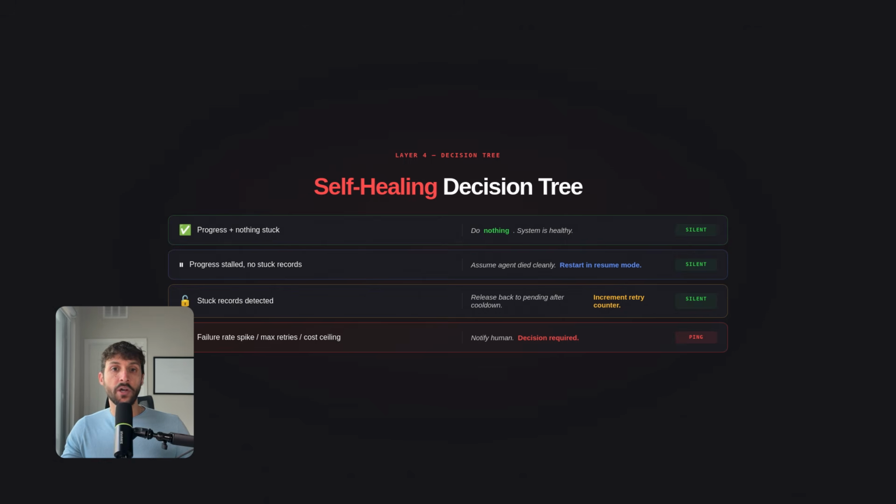Because those are the cases where a human has to make a decision. Not when an agent has retried, that's automatic. Not when a record was reassigned, that's automatic. Only when something is wrong at the system level and you need to take a look at it.